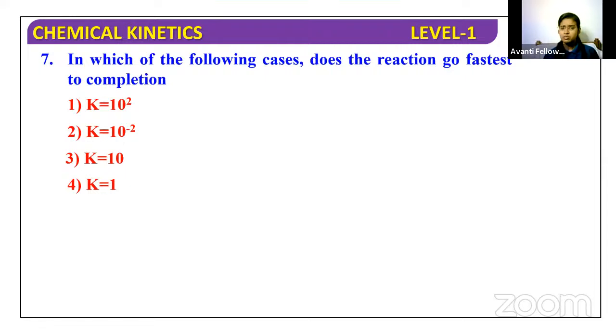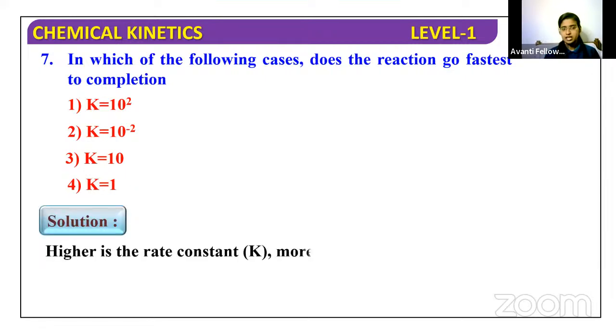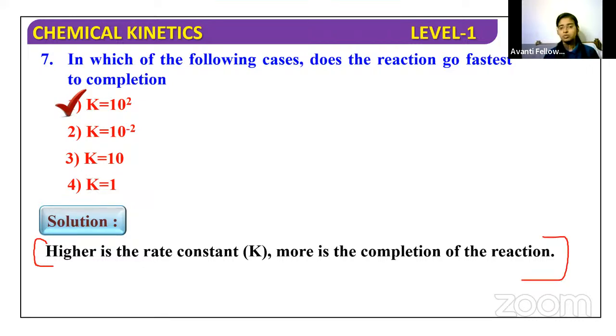K is nothing but the rate constant, so if the value of K is the highest, then the rate of the reaction is more. So the higher the rate constant, the more is the completion of the reaction. This is the concept you are learning from this question. So write and keep this in your notebook. If the rate constant value is highest, then the reaction will go very fast. If the rate constant value is very low, then that step is the rate determining step. Very good, Anita. Good explanations. That is correct.